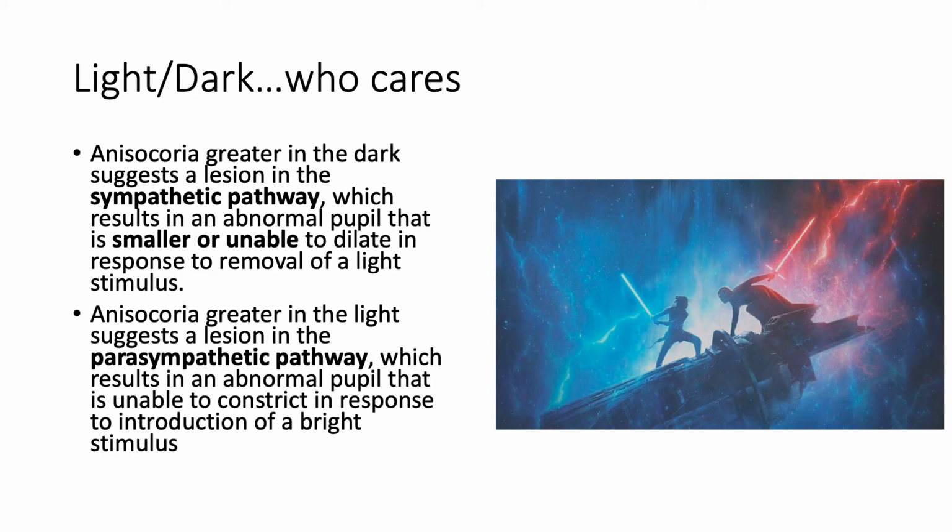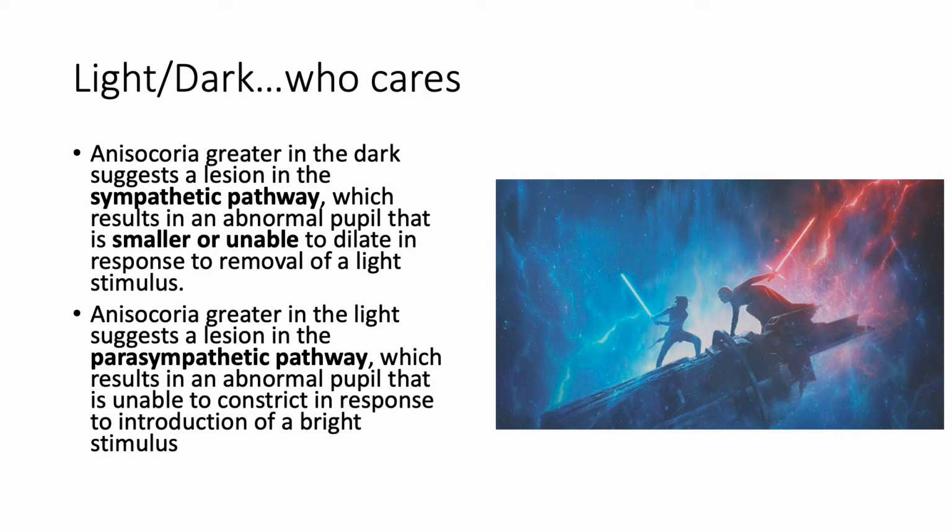and you know that it's usually a sympathetic pathway problem. So flipping it, anisocoria, or a difference in pupillary size that's greater in the light, suggests a lesion in the parasympathetic pathway, which results in an abnormal pupil that is unable to constrict in response to introduction of a bright stimulus. So what happens normally when you shine a bright light into someone's eye? The pupil should constrict. And why does it constrict? It's because of the parasympathetic pathway.